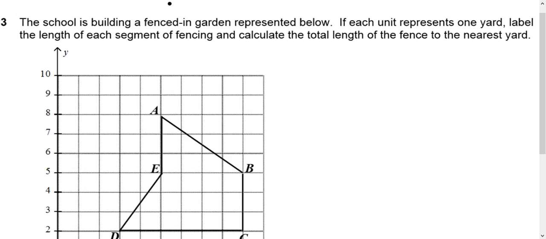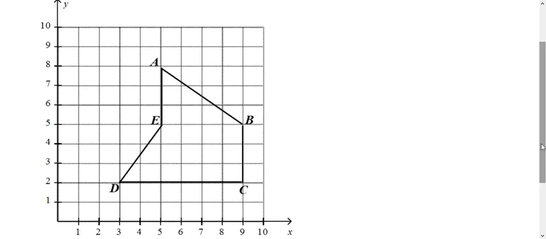A school is building a fenced-in garden represented below. If each unit represents 1 yard, label the length of each segment of fencing and calculate the total length of the fence to the nearest yard. So do the easy ones first. This has a length of 3. This has a length of 3. This has a length of 6.